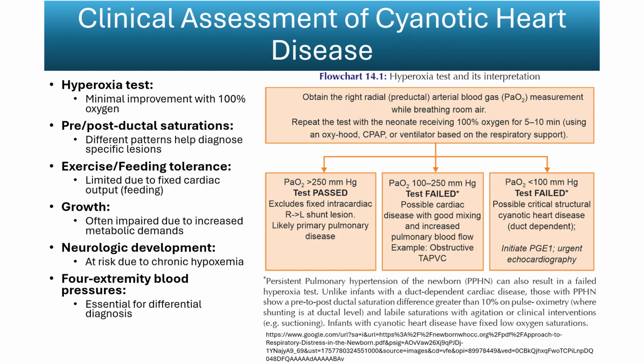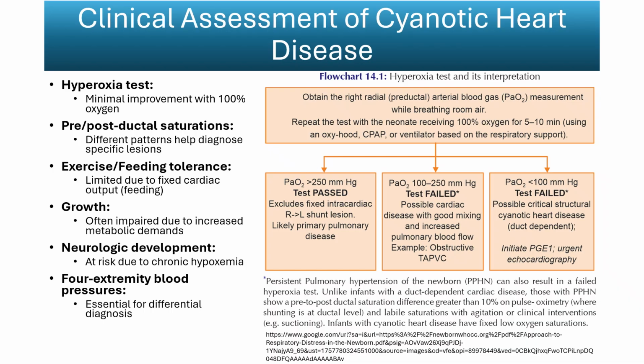Clinical evaluation is essential for distinguishing cyanotic heart disease from primary pulmonary disease. The hyperoxia test is a cornerstone. In congenital heart disease, oxygen saturation changes very little, even with 100% inspired oxygen, because the limitation is not ventilation, but shunting. Pre- and post-ductal saturation measurements add further diagnostic value. Differences between upper and lower body saturations suggest ductal shunting or transposition physiology.